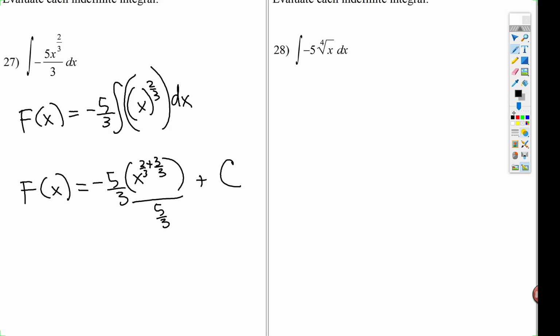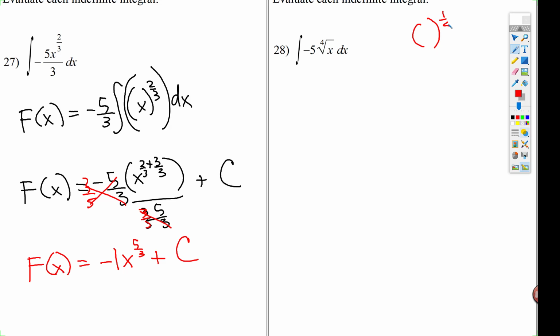I should do that. Well, we don't want a fraction in the denominator, so we're going to multiply by the reciprocal. So then I have to multiply up here by the reciprocal. So now what I have is 3/5 times -5/3 leaves -1, and then that is x to the, well, 2/3 plus 3/3 is 5/3, plus c.